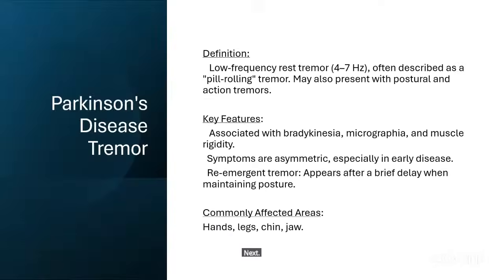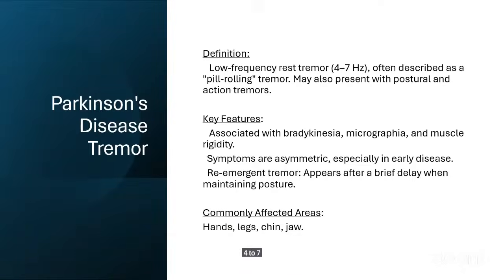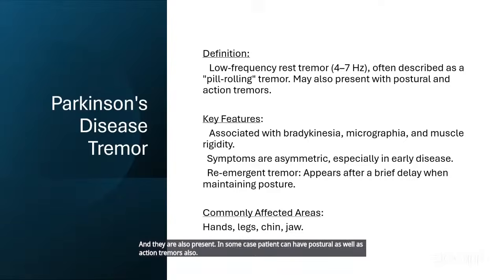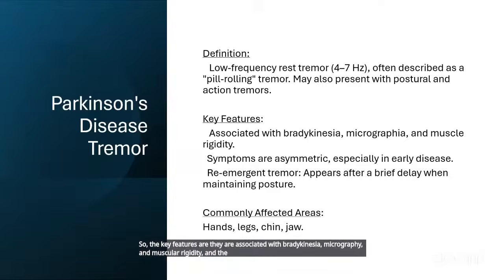Now coming to Parkinson disease tremors. They are very low frequency rest tremors, 4 to 7 hertz, and often described as pill-rolling tremors. Patients can have postural as well as action tremors also. The key features are that they are associated with bradykinesia, micrographia, and muscular rigidity, and the symptoms are asymmetrical, especially in early disease, as we all know.